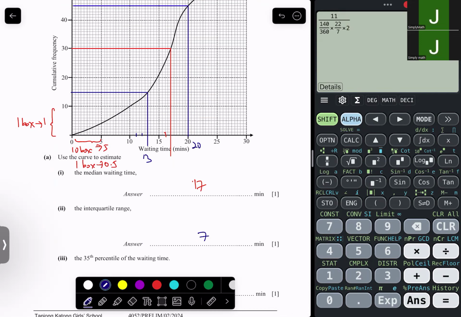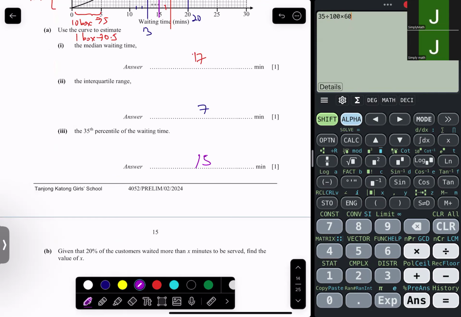35th percentile of the waiting time: 35% times 60 is 21. So looking for 21, I will have this. That will be 15 minutes.